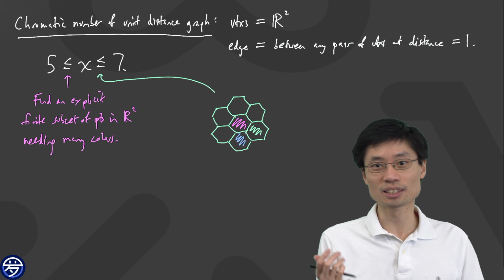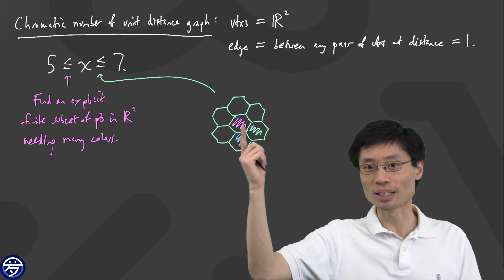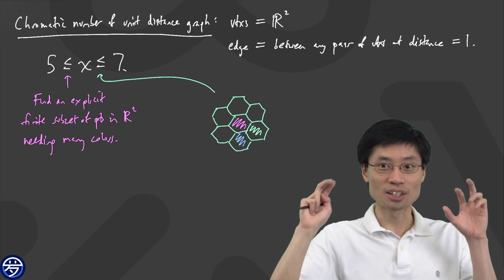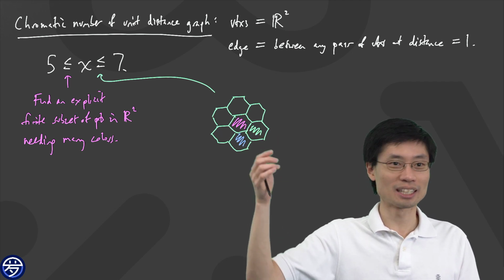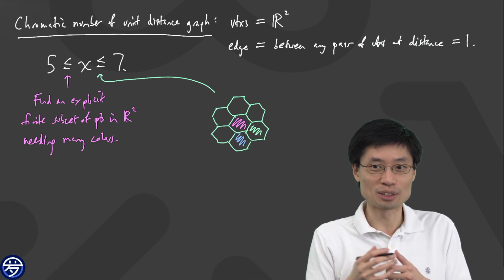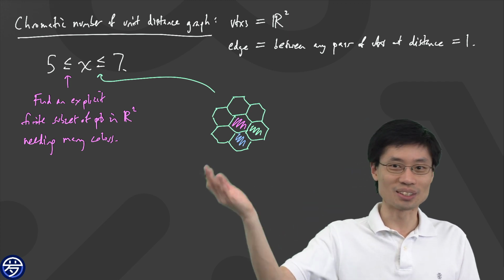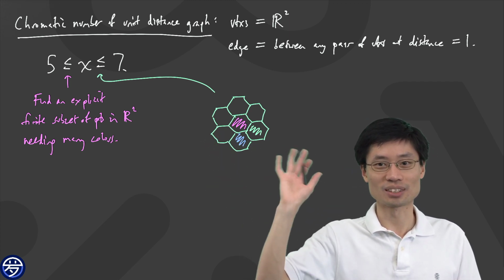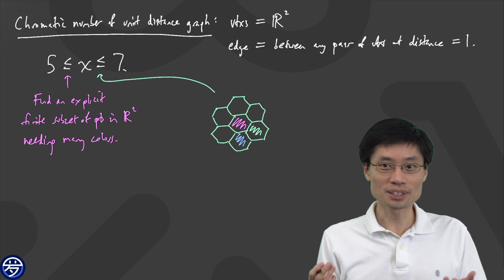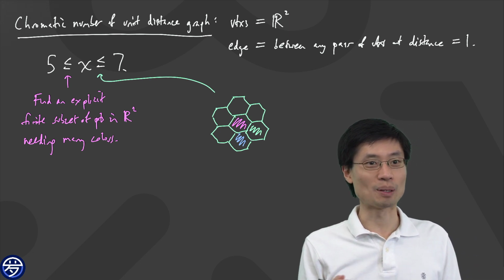You can color this, and why does the 7 come about? It's because if I want to know the chromatic number of this hexagon graph, every single vertex has a degree of 6. So even if I use the dumb, greedy coloring, I can color this with 7 colors. That's how you get both bounds. Unfortunately, this problem has been wide open and somehow seems hopeless.